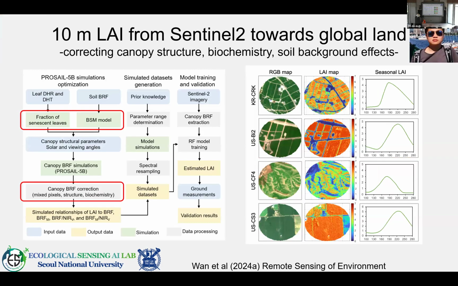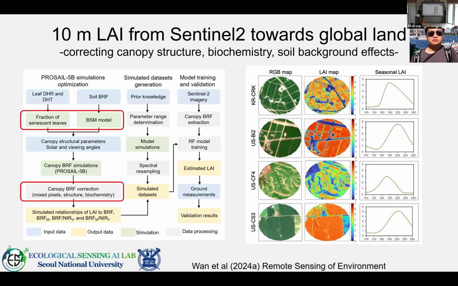And now Sentinel has much better spectral bands that include the red edge, so it enables us to compute LAI at very fine resolution. This year, my current postdoc, Liang Wan, did a great job. We corrected canopy structure, biochemistry, and soil background effects by using the PROSAIL inversion and so on.